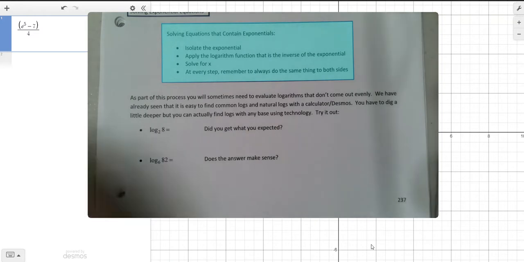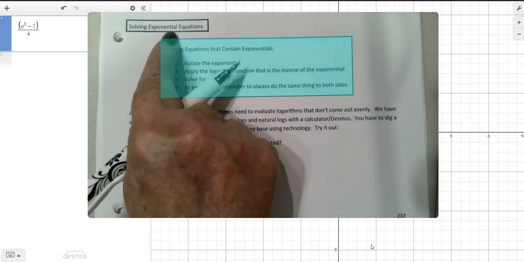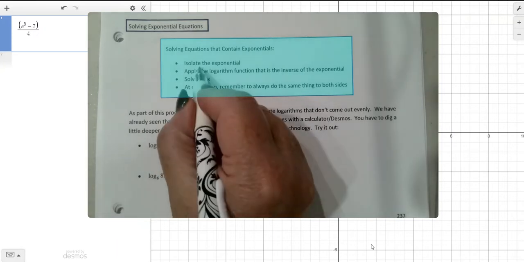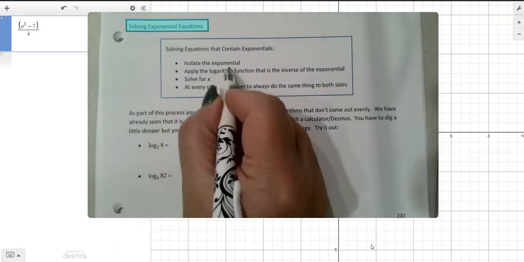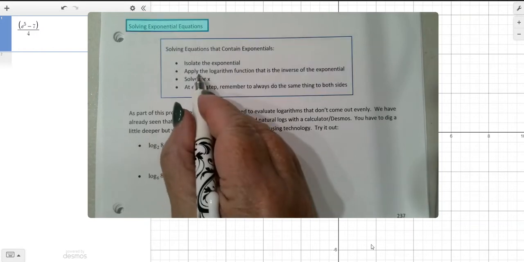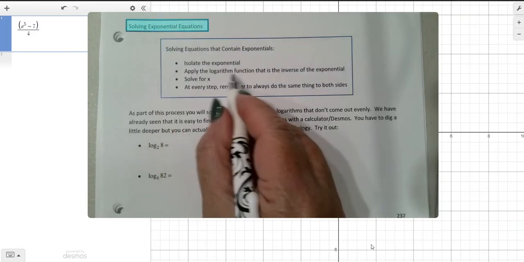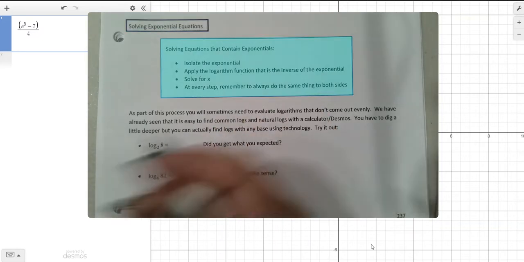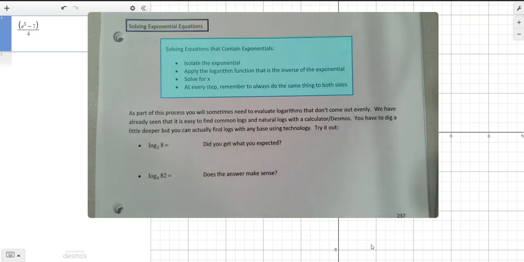When we want to start solving exponential equations, we're going to continue to use the inverses. So once again, we're going to start by isolating, this time isolating the exponential. And then now to get rid of the exponential, I'm going to apply the logarithm function. That is its inverse. And then that should get me something I can solve for x. Again, never forget, got to always do the same thing to both sides, right?